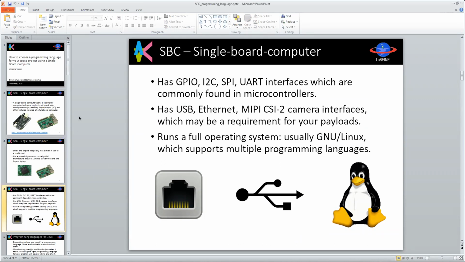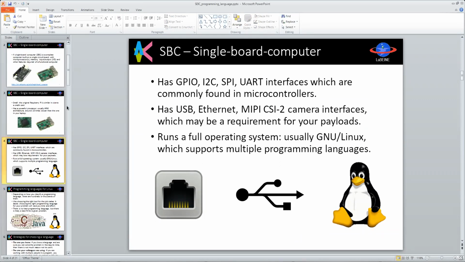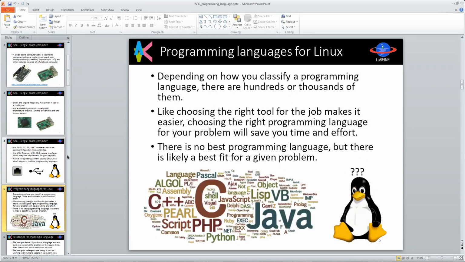Okay, so going back to track. We get to this point: how do we choose a programming language for this single board computer? Since almost all of these single board computers are running Linux, the problem is similar to choosing a programming language for Linux, right?